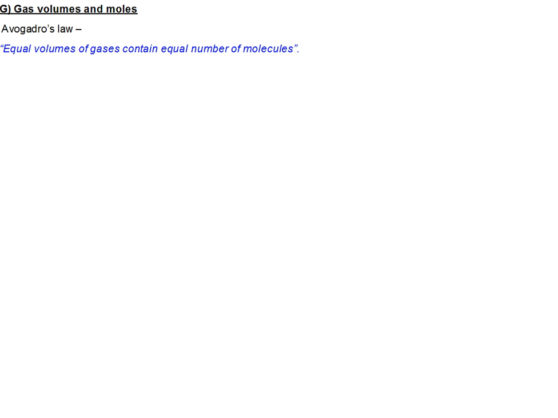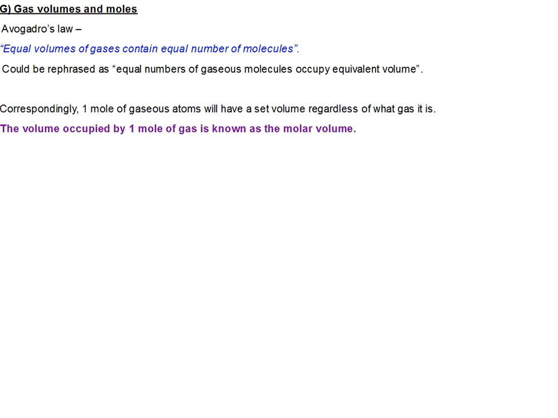So first of all, Avogadro's law: equal volumes of gas contain equal numbers of molecules. You can rephrase that as, therefore, equal numbers of gaseous molecules occupy equal volume. That means 1 mole of gaseous atoms, which is a set number of atoms, will have a set volume regardless of what gas it is. And so that led to the definition: the volume occupied by 1 mole of a gas is known as the molar volume.